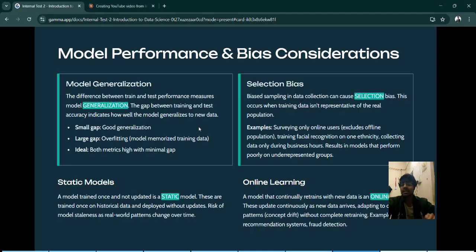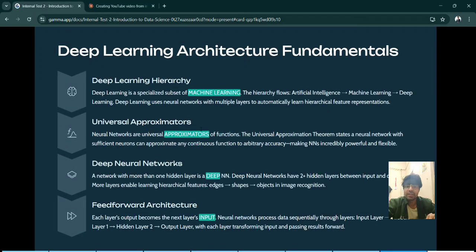Final question from machine learning concepts, question number 23: a model trained once and not updated further is a blank model. So the answer is static or offline. Static models are trained once on historical data and deployed without updates. Think of traditional machine learning models that might be retrained quarterly or annually. The risk is model staleness: as real-world patterns change, the model becomes less accurate. This contrasts with online models that continuously update.